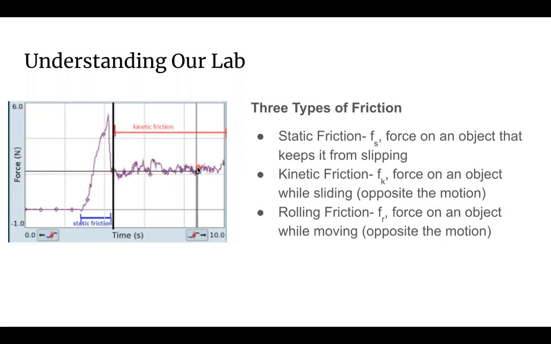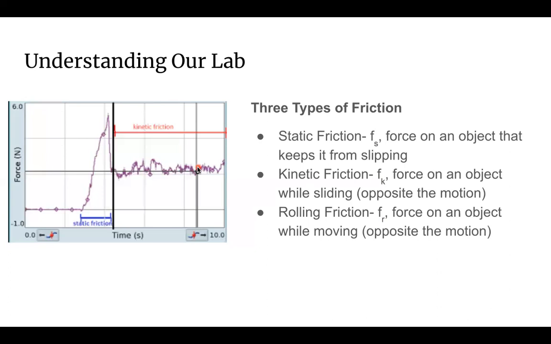Kinetic friction is the force on an object when it's sliding. Typically, this is the one we're going to be talking about, and this opposes motion. You might also see it as moving, so sliding or moving here, but this is going to oppose motion. So if I'm moving to the right, my friction would be going to the left.